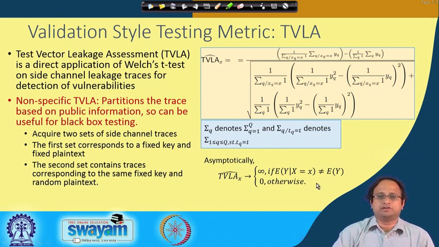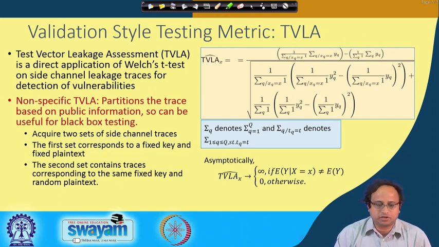So let us now have a look at what this TVLA test strategy stands for. The test vector leakage assessment, or TVLA, is nothing but a direct application of Welch's t-test on side channel leakage traces for detection of vulnerabilities. Let us first see how the non-specific TVLA works. In the non-specific TVLA, you partition the traces based on public information. The public information could be just plain texts. The plain texts are available without even knowing what is done internally, and therefore it is a black box approach.